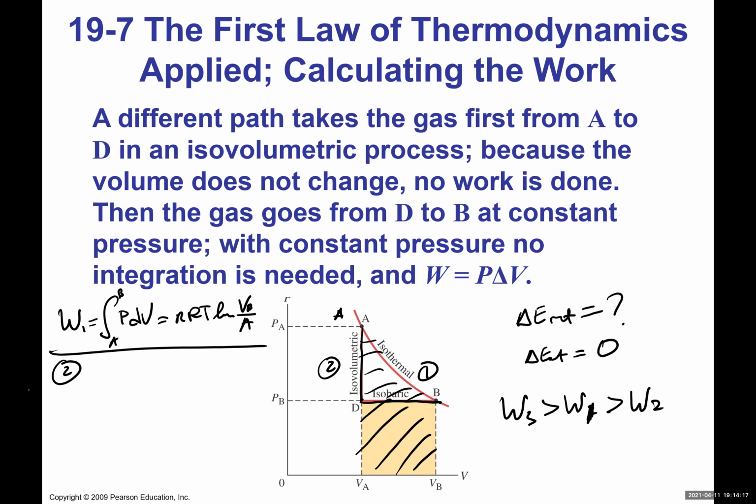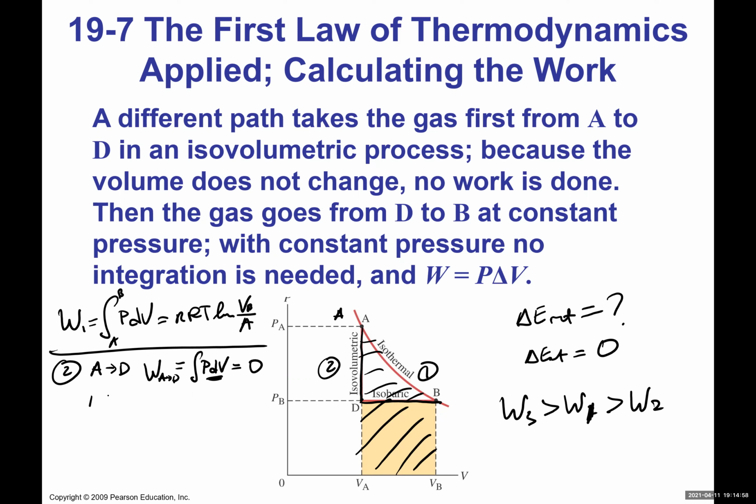If I go path two, then first I go from A to D, and going from A to D is isovolumetric. So here's what I have for that one. Work done from A to D is equal to the integral of P dV. But I can see one thing is that there is no change in V, which means this integral is going to go to zero, because if I don't have a change in V, then this integral basically will go to zero, which means there is no work done for an isovolumetric process, which we already saw earlier, right? So then work done is zero because of this. You can also see that mathematically.